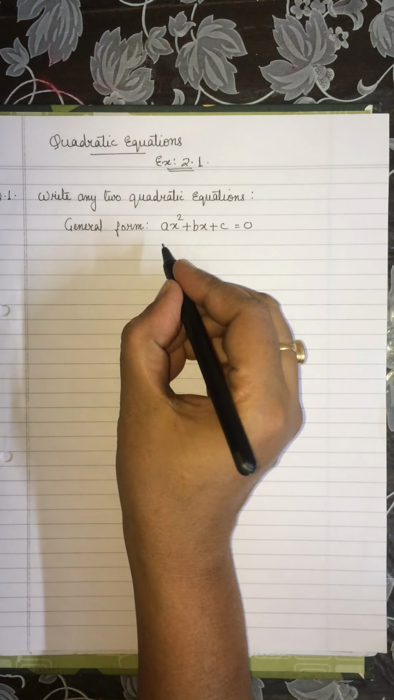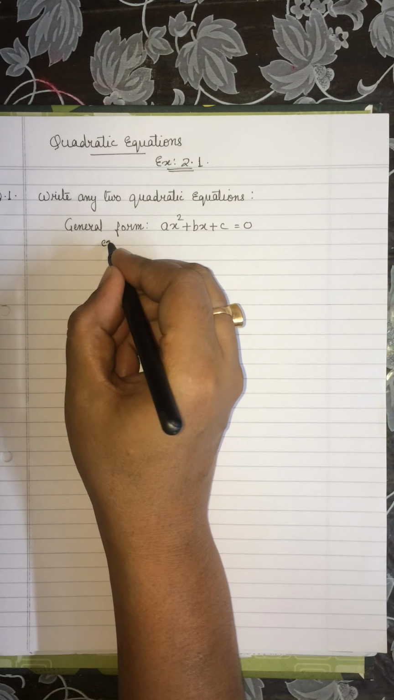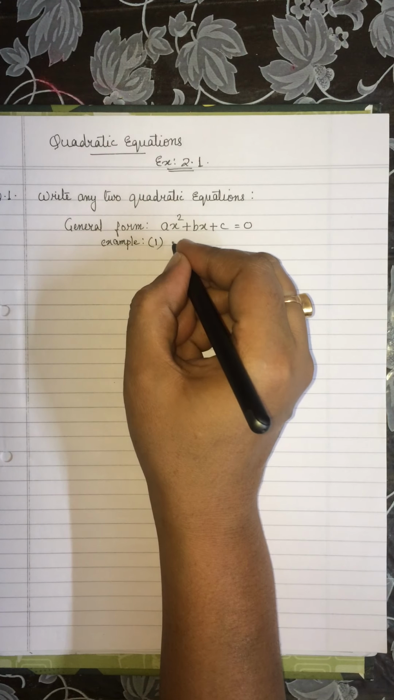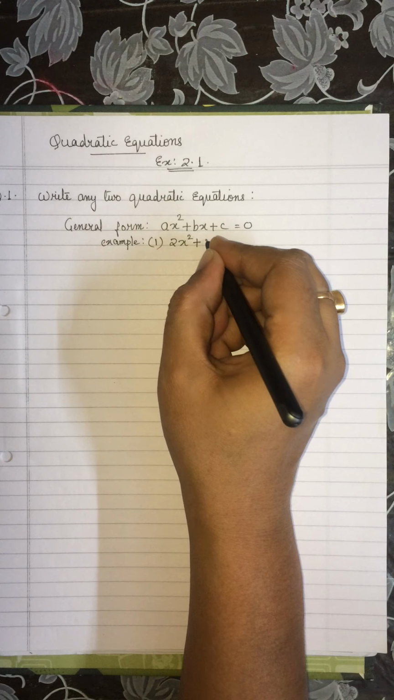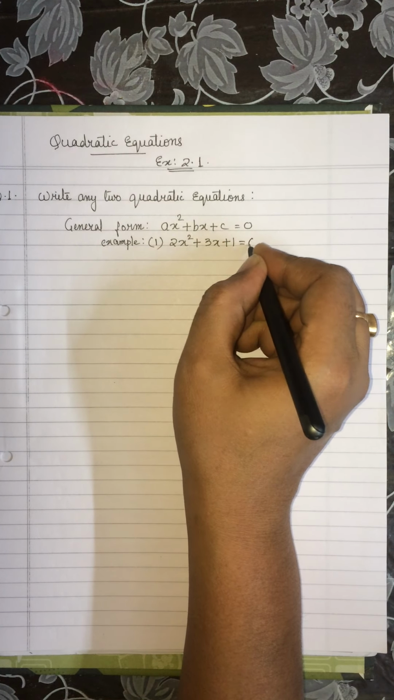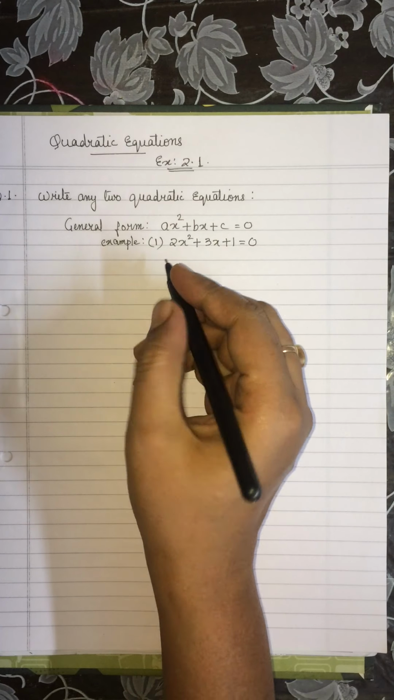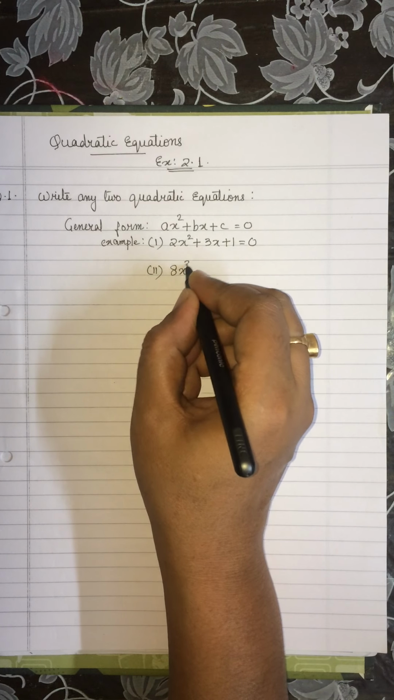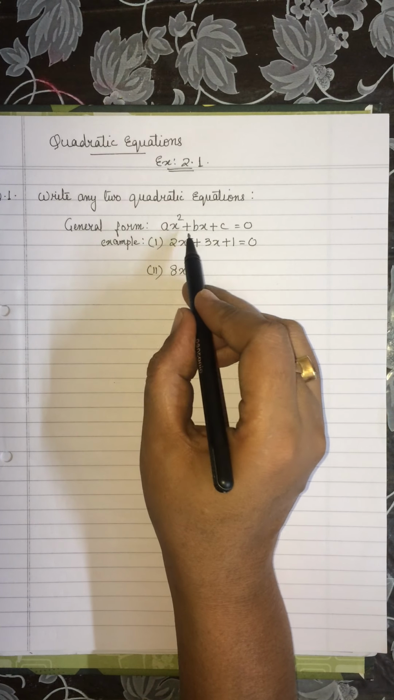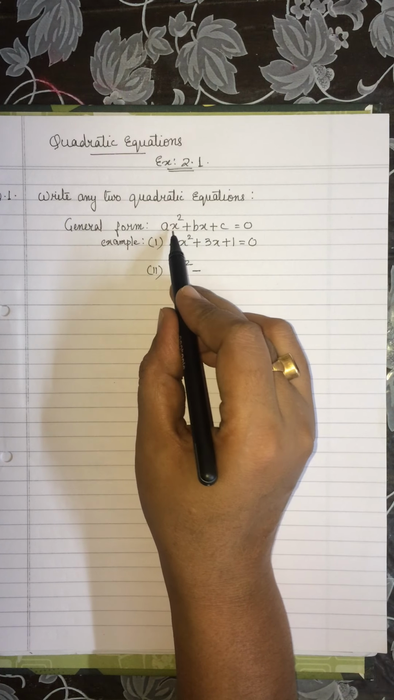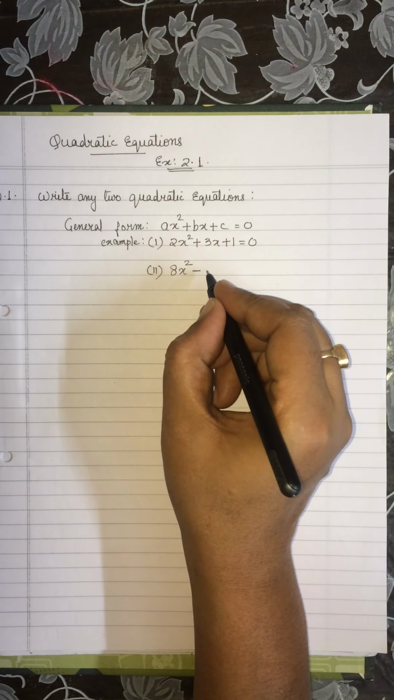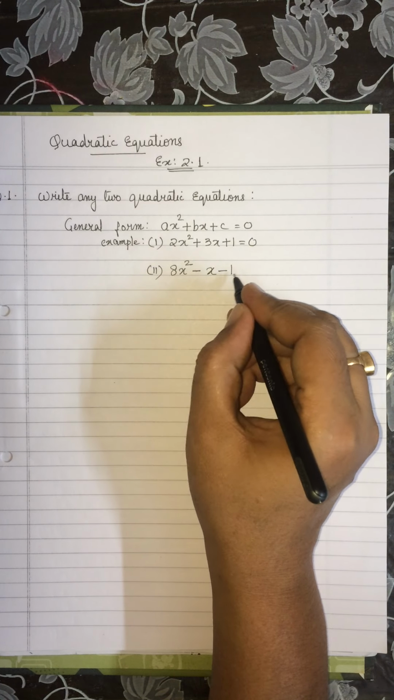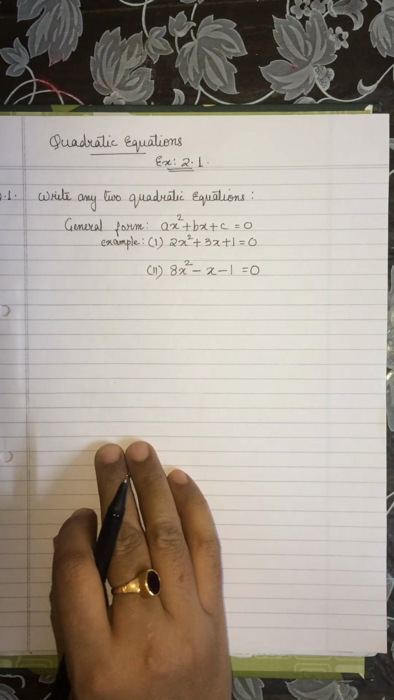Of our own. So for example, let us write the first one: 2x square plus 3x plus 1 is equal to 0. This can be the first equation, and the second equation can be your wish. You can write anything, but it should be a quadratic equation of the form ax square plus bx plus c is equal to 0. 8x square minus x minus 1 is equal to 0.